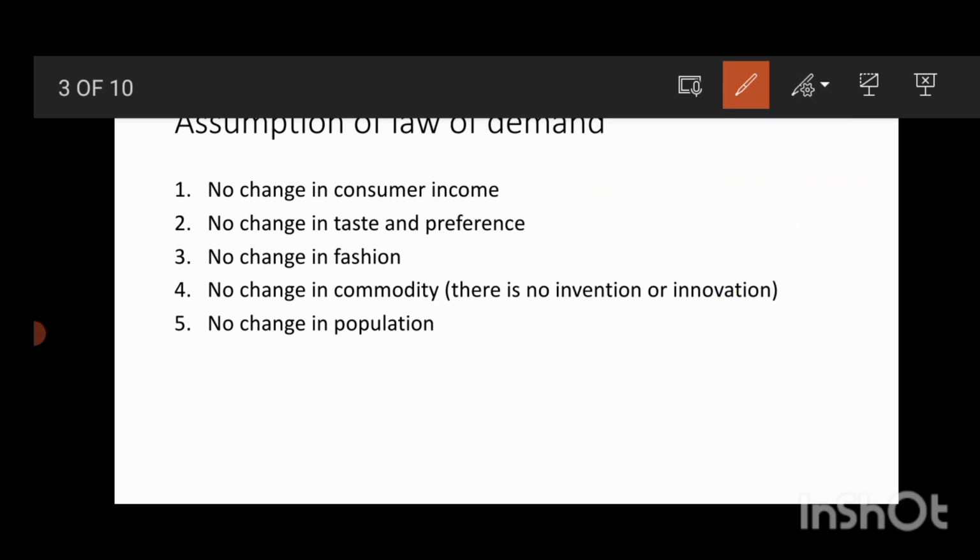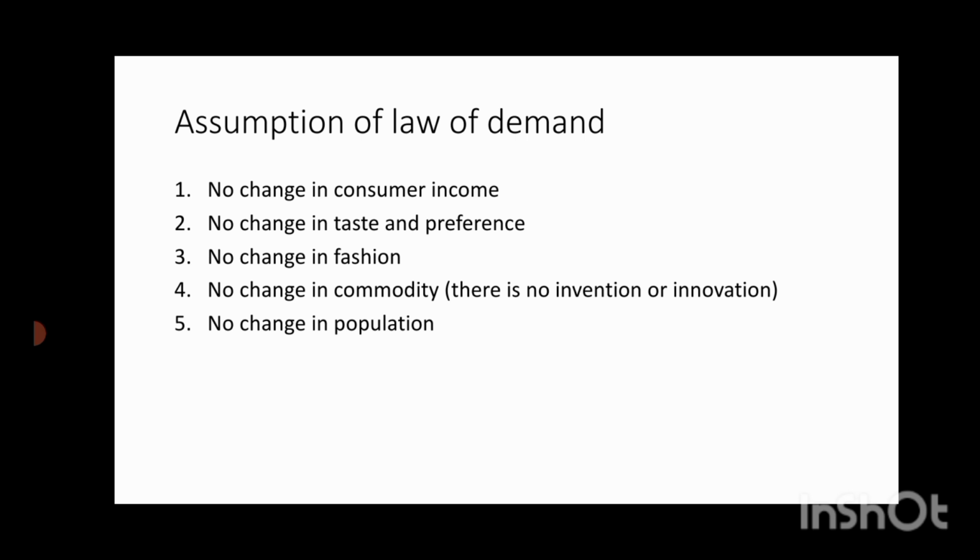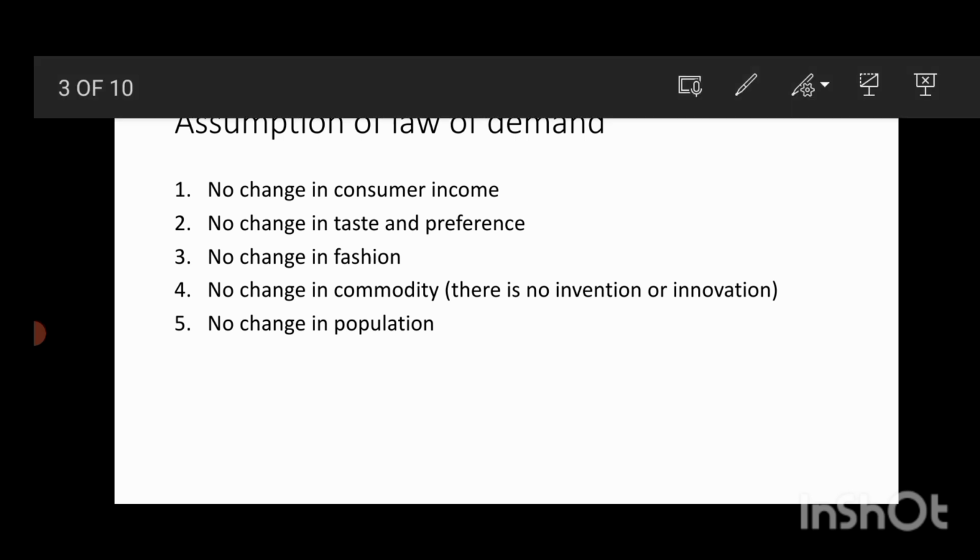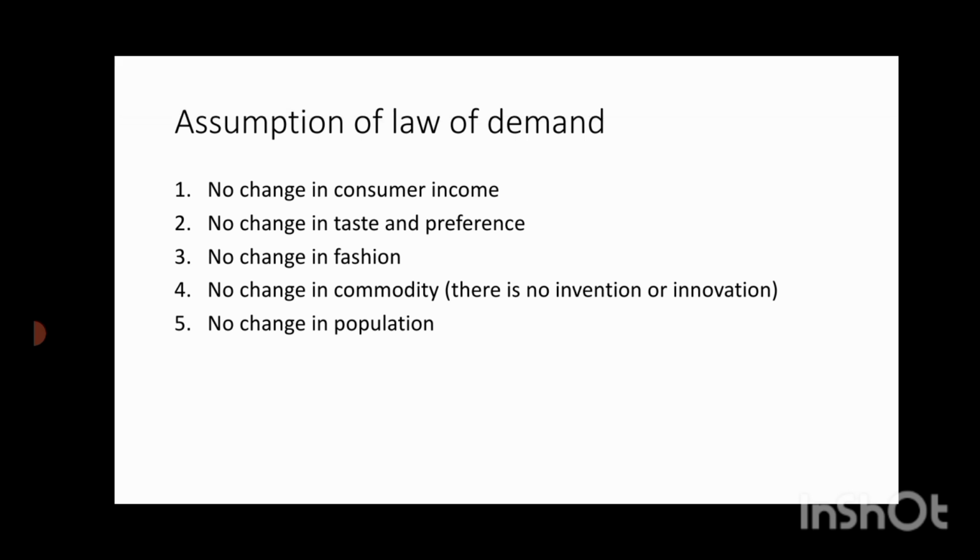So there is no change in the population. If the population changes, that is, if there is an increase in the population, then the demand for the commodity will be higher. That is, the aggregate demand for the commodity will be higher.